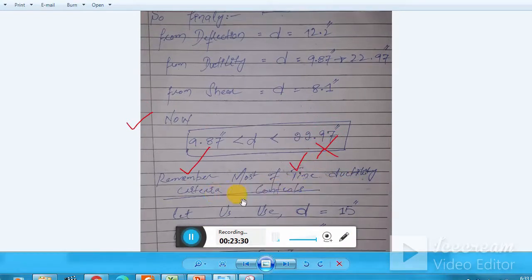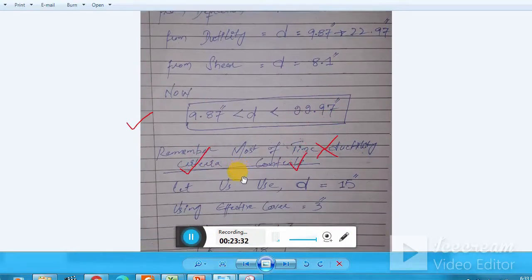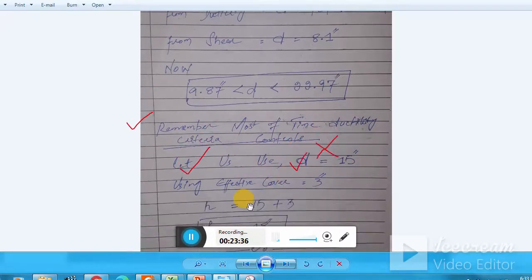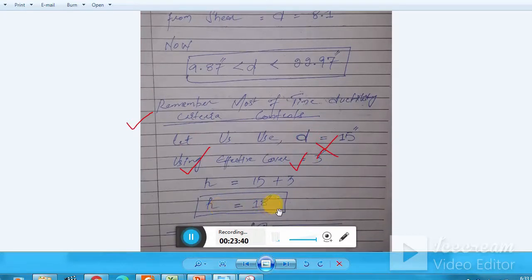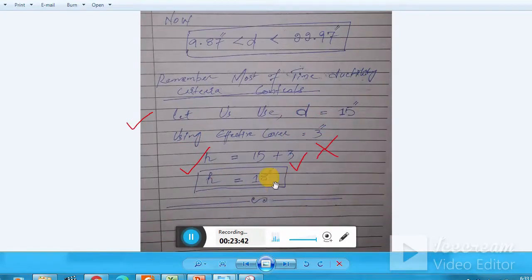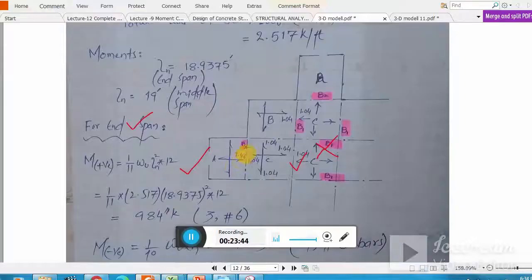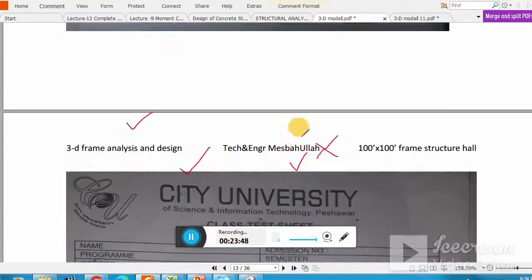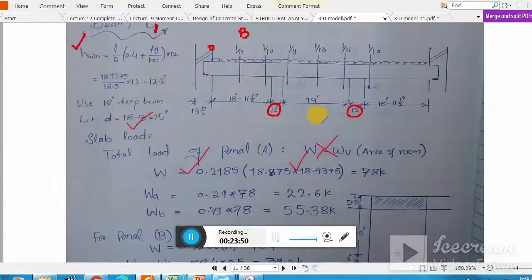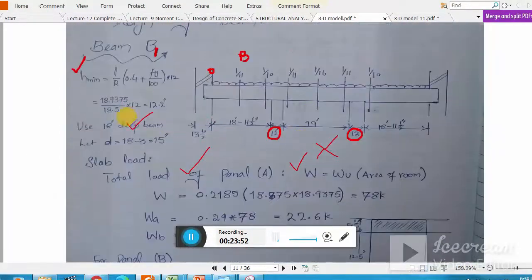Remember, most of the time ductility criteria governs. Let us use d equal to 15 inch, using effective cover to the center of the bar of 3 inch. Our required h is 18 inches. Okay, so this is how we can fix the depth of the beam, and this is the way you can efficiently find the depth of the beam.